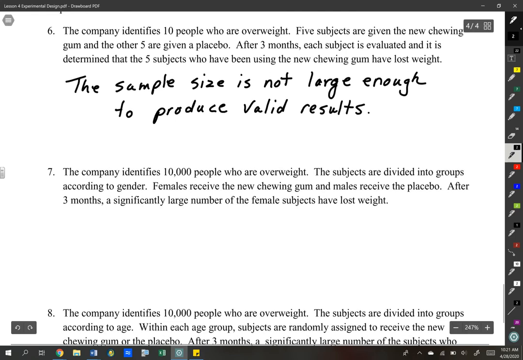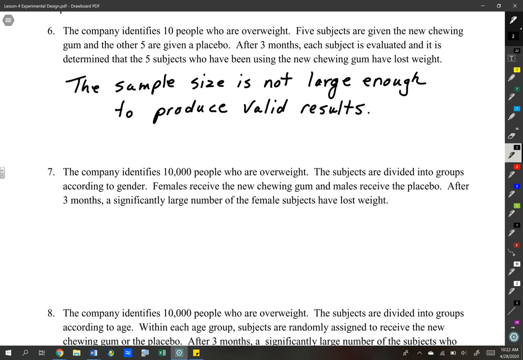All right, number 7, the company identifies 10,000 people who are overweight. The subjects are divided into groups according to gender. Females received the new chewing gum and males received the placebo. After 3 months, a significantly large number of the female subjects have lost weight.